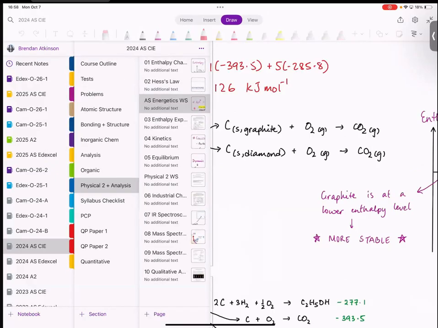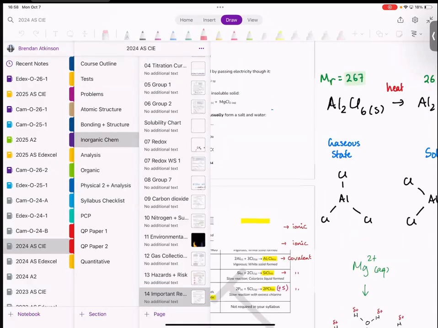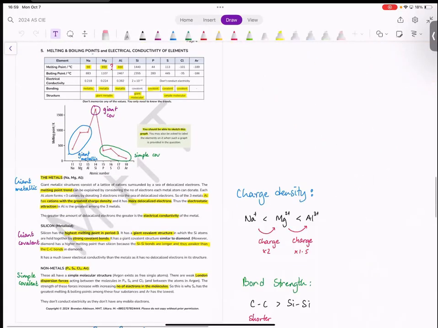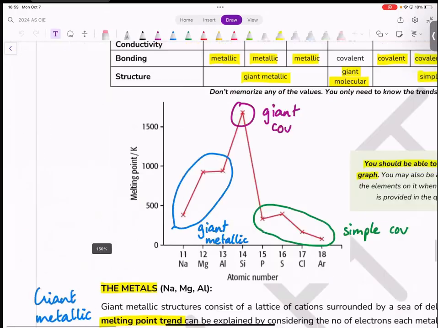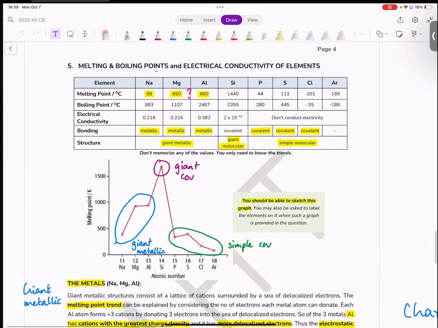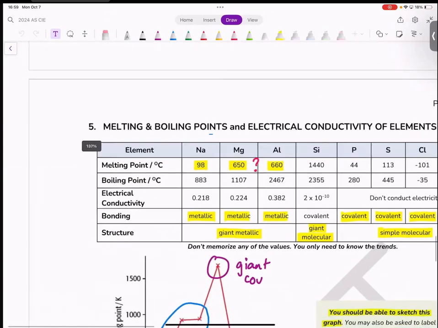I'll do this again in book 2, which will be starting very soon. In book 2, there's a chapter called the periodic table, where we'll talk about periodic trends in melting point that you'll have to memorize, by the way. You'll have to sketch as well. And there's a new thing in the syllabus. They want us to learn about period 2 as well.